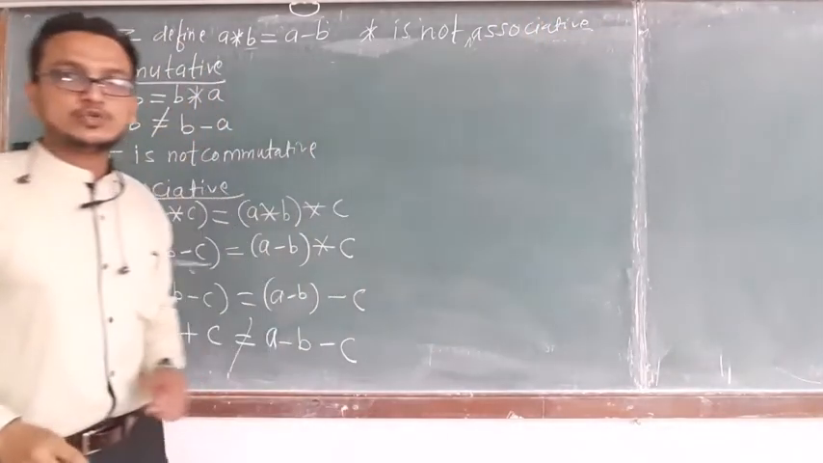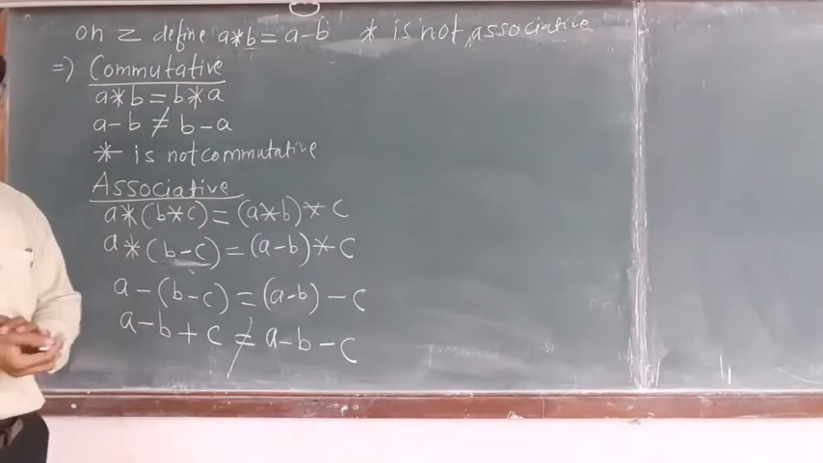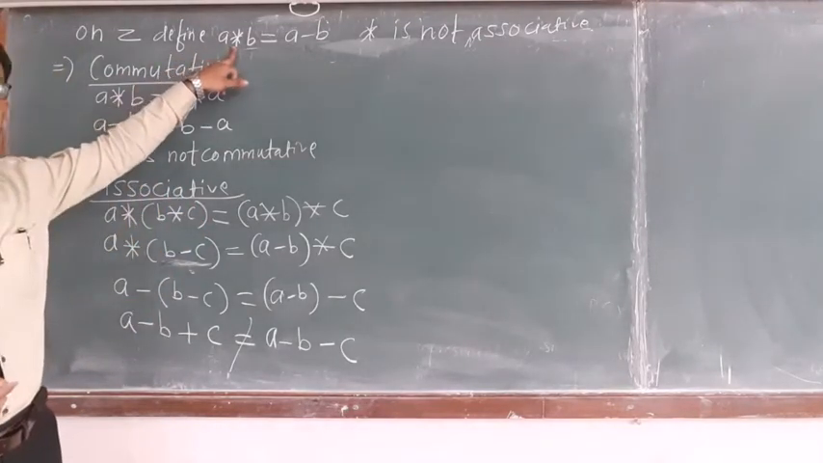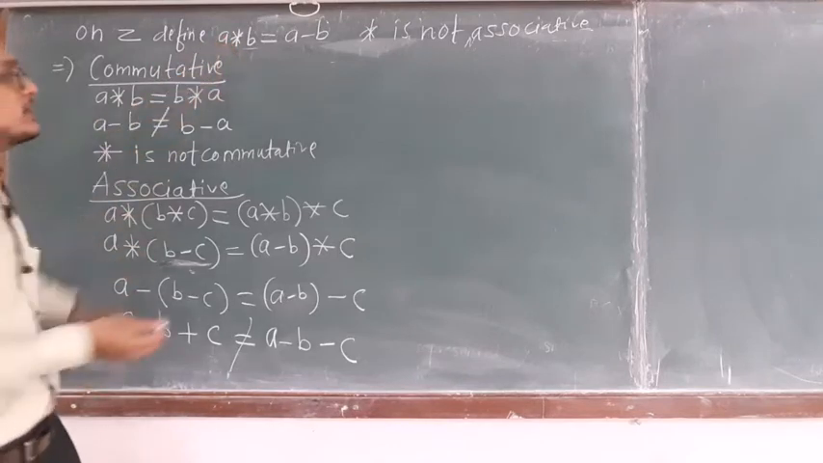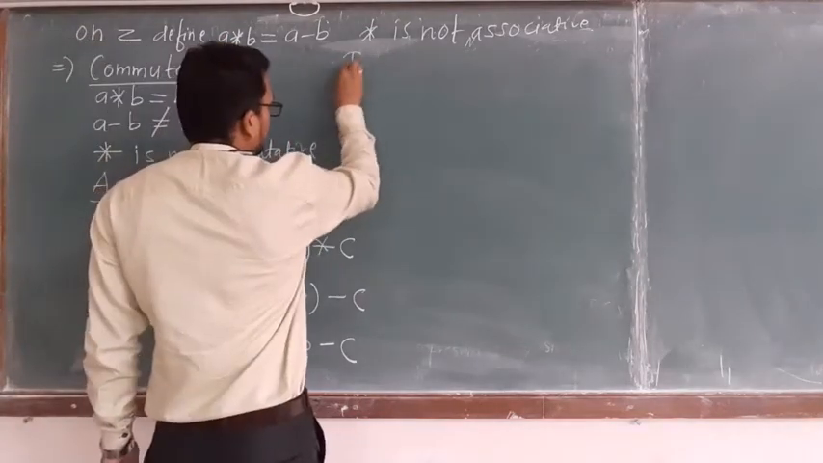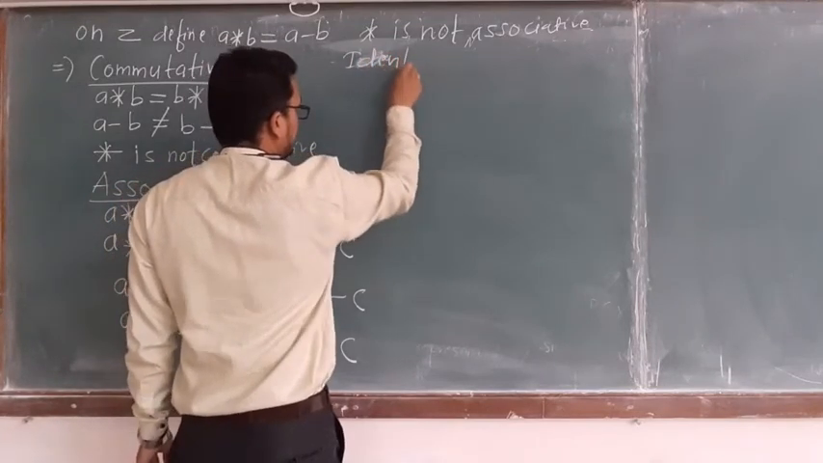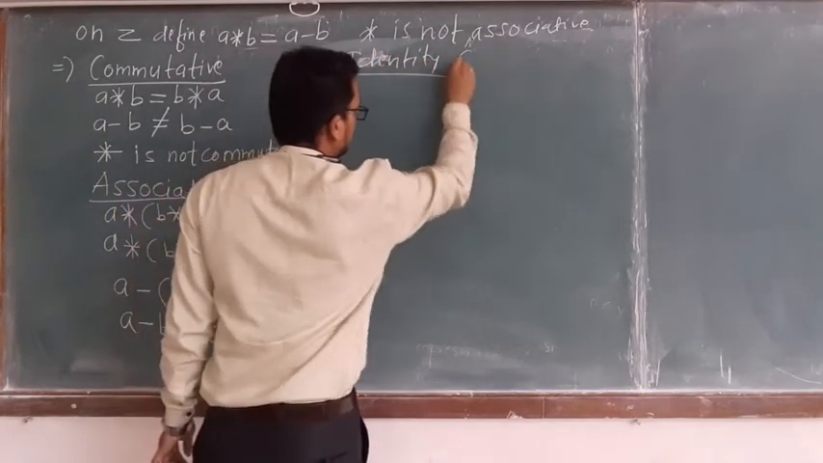So these are the two parts we have done. One more part we have to do here, that is whether this definition has an identity or not. So how to check that? Identity element.